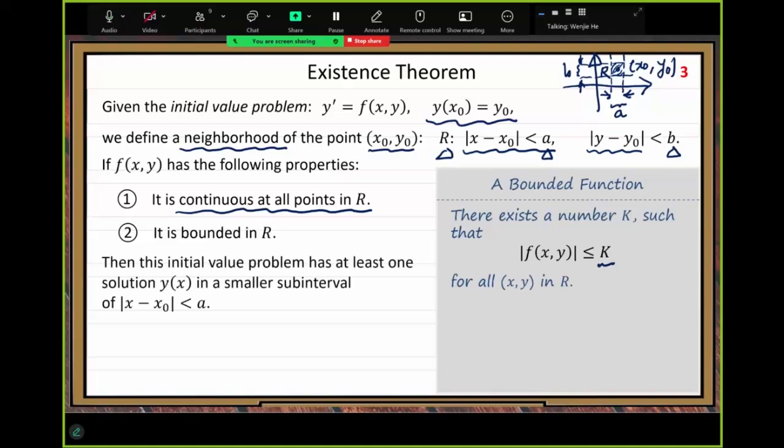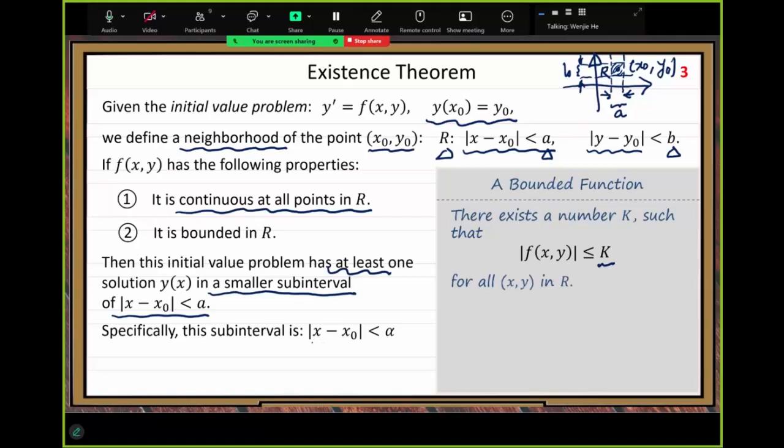The conclusion says this initial value problem has at least one solution f of y of x in a smaller subinterval. Sometimes we need to make it smaller, shrink a little bit, but still you have a subinterval. And people want to ask how much smaller it is. Then the theorem specifically tells you how much smaller.